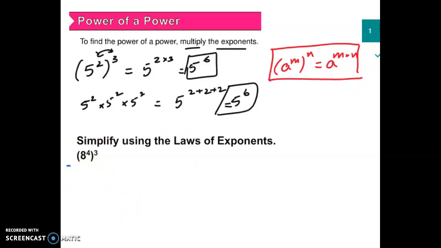Question says simplify using laws of exponents. So when it says simplify using laws of exponents, we see there's an exponent and then there's another exponent on top. So we simply multiply the exponents. So a to the 4 times 3, which is a to the 12. That's the answer for that.